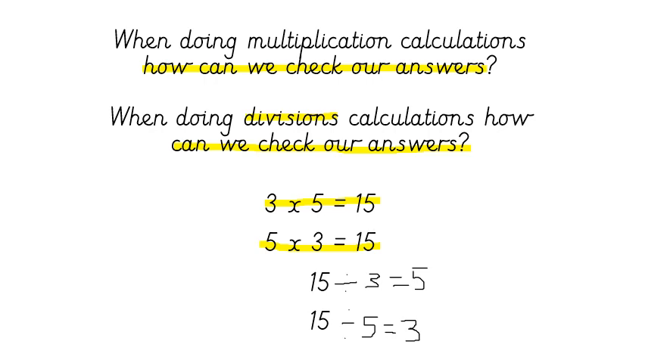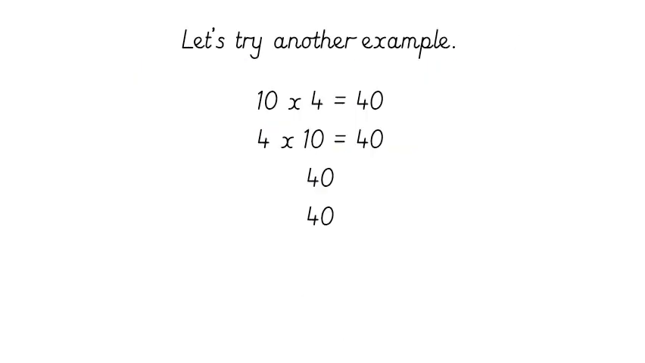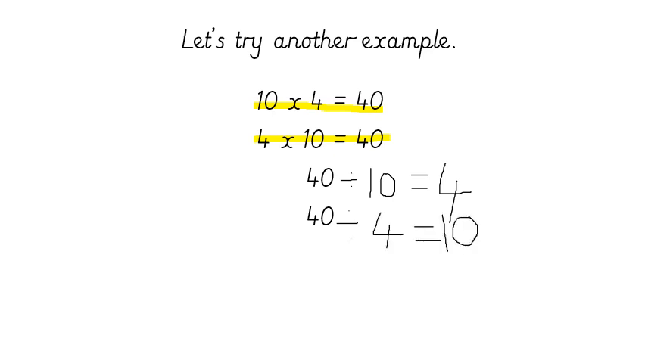Remember, with the multiplication sentence, the answer is the biggest, and with division, the biggest number is at the start. So let's try another example. So we've got 10 times 4 is 40, but also 4 times 10 is 40, but 40 divided by 10 equals 4, and 40 divided by 4 equals 10.